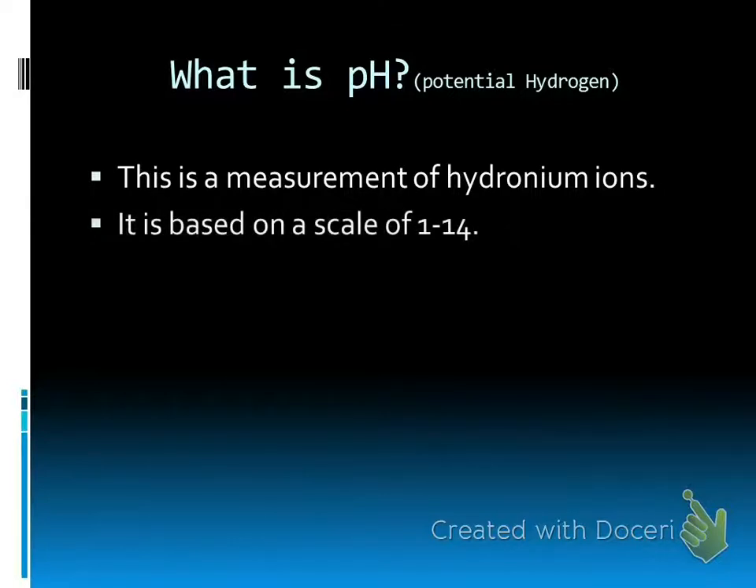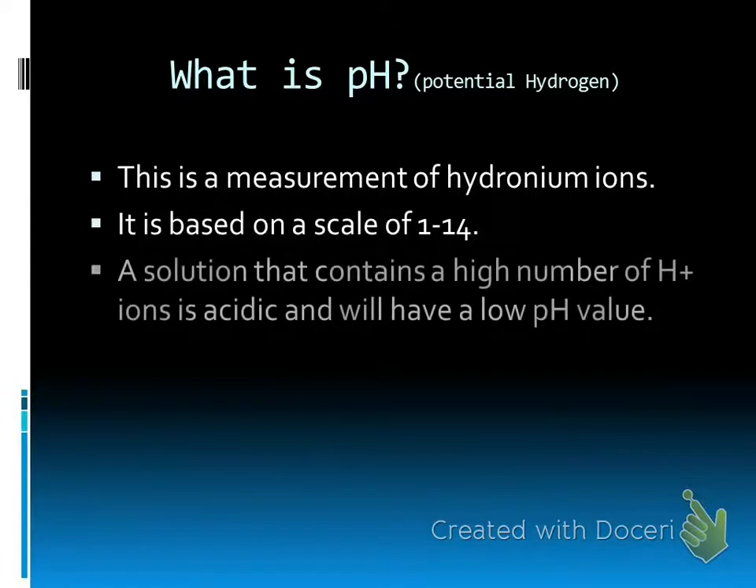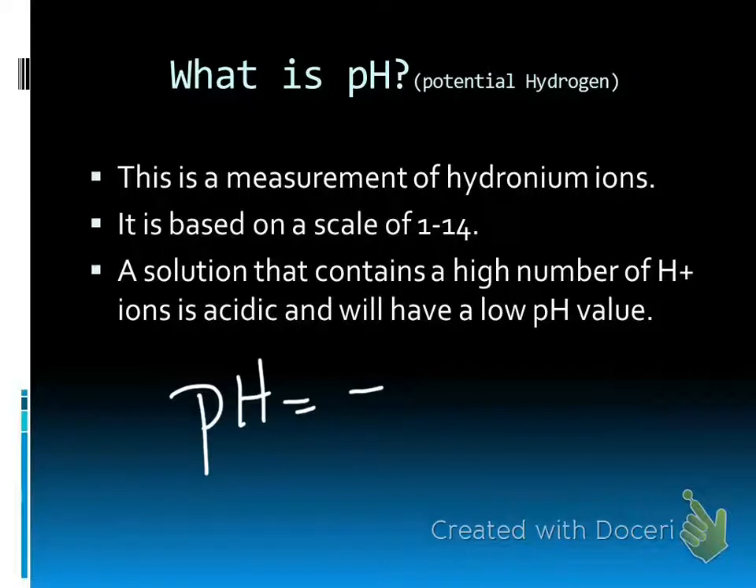It's based on a scale of 1 to 14. And if you've got a lot of hydronium ions or hydrogen ions in solution, we're going to say you're acidic and you have a low pH value. So how can something high in concentration have a low value? It's because pH is actually defined as the negative log of the concentration of hydrogen ions.